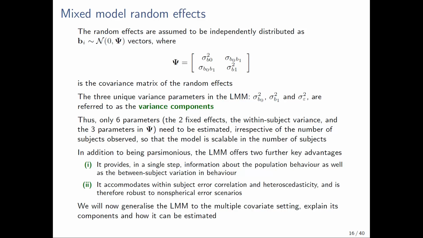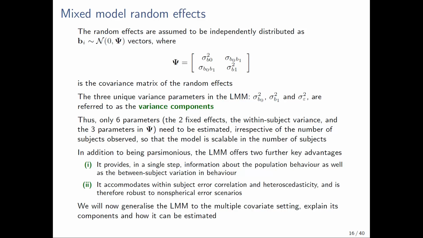Now, in addition to being parsimonious, the linear mixed model offers 2 further key advantages. First, in a single step, it provides information about population behaviour as well as between subject variation in behaviour. And secondly, it accommodates within subject error correlation and heteroscedasticity. So it accommodates non-spherical error scenarios.